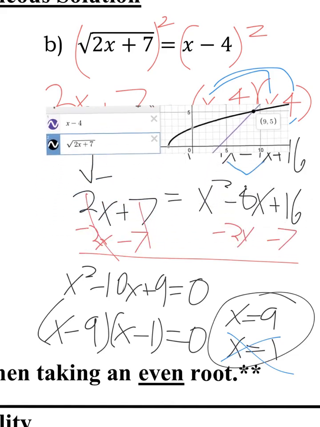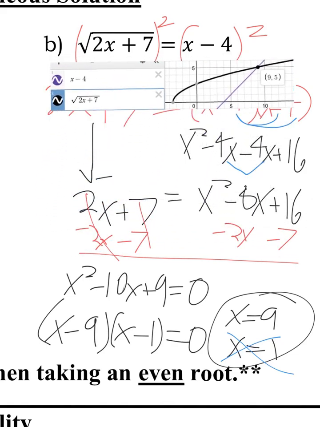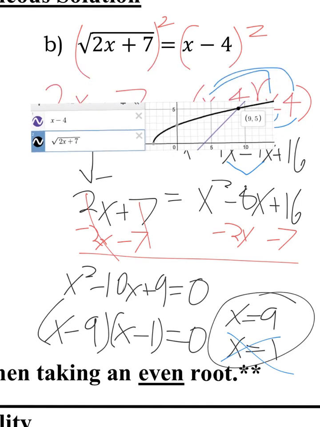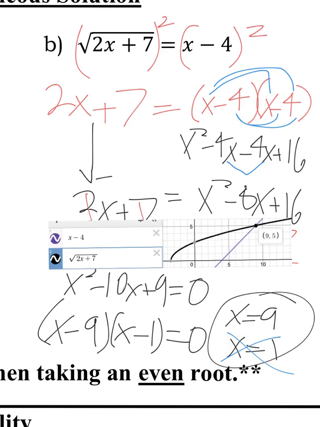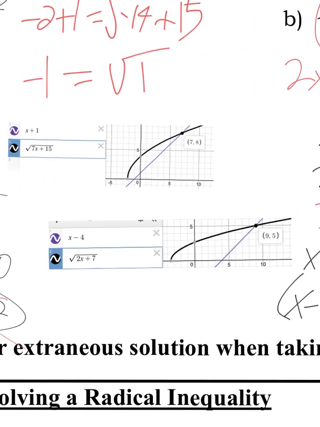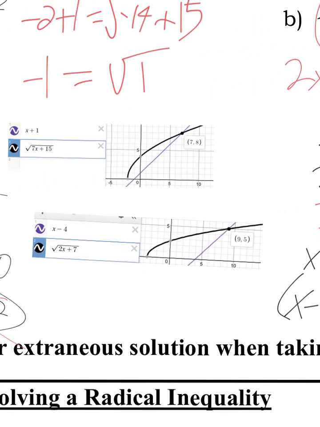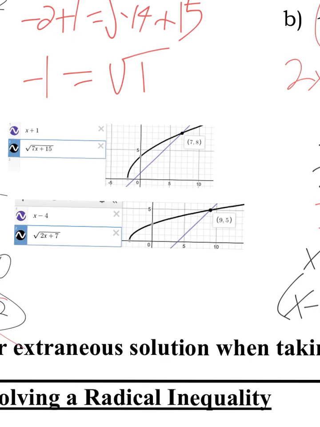So if you have two graphs intersecting, it's probably not going to equal that negative 1. That negative 1's probably not going to work. I strongly encourage you to graph it to verify, because it is possible to get two answers because this graph is curved, but most of the time you're going to just get one answer and the other one is extraneous, okay?